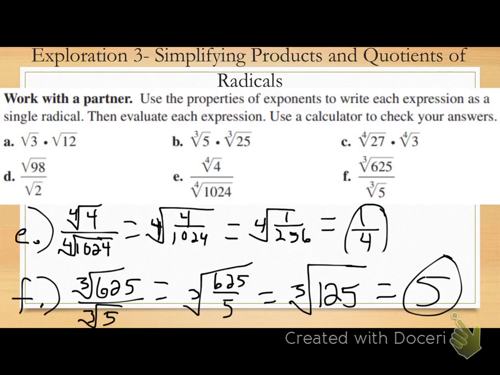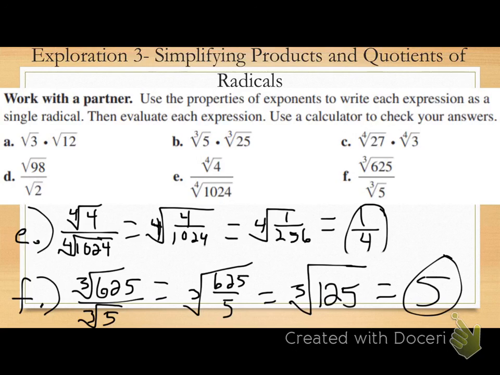So once again, if you're multiplying two radicals, and they have the same root, you can multiply the two numbers under that radical. If you're dividing two radicals, you can divide the numbers under the radicals. Okay? Any questions on that? Not too terrible? Good little review for today?